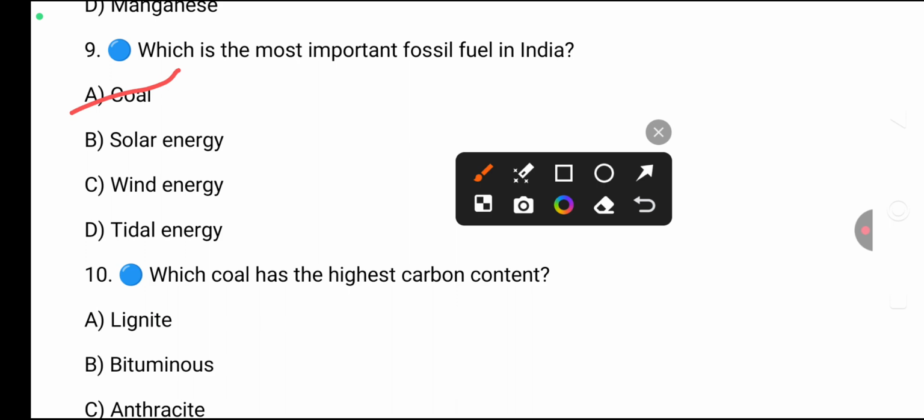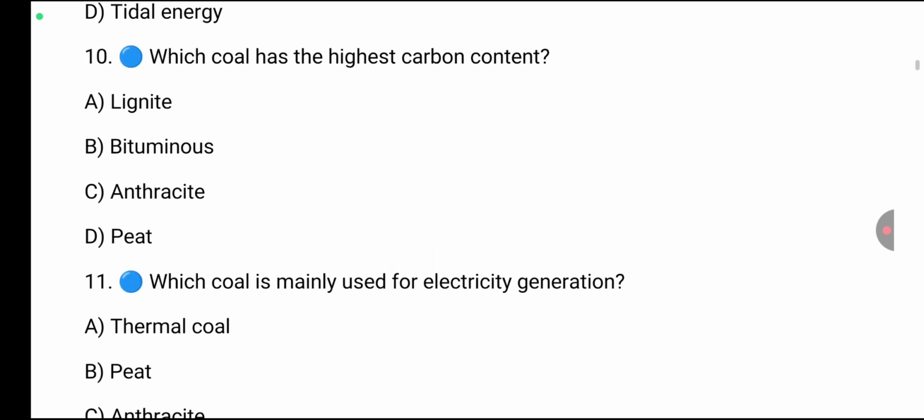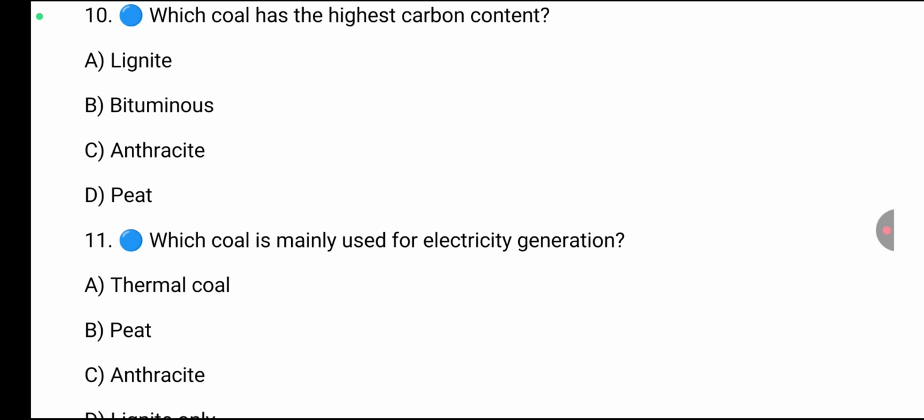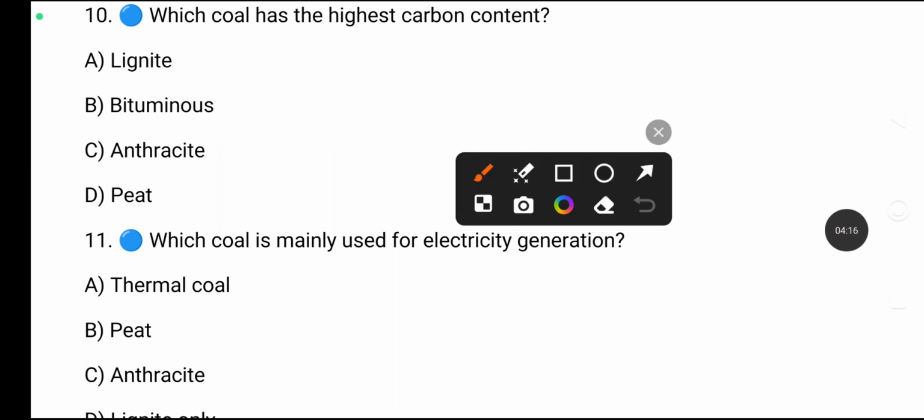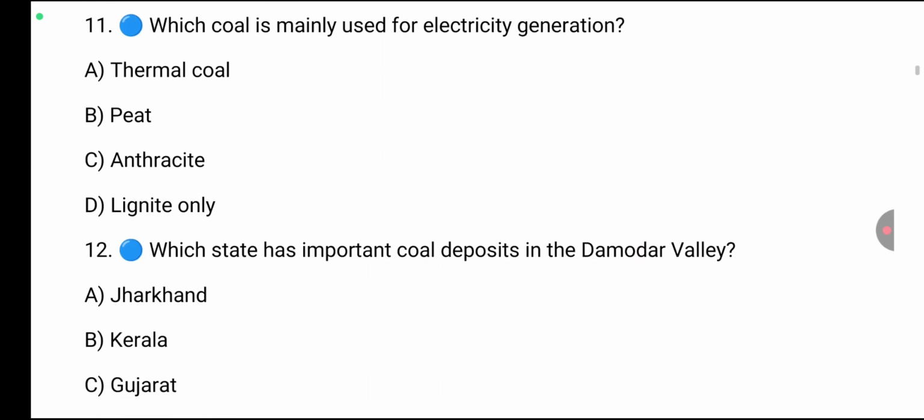Okay. Now moving on to question number 10. Which coal has the highest carbon content? Options are given: lignite, bituminous, anthracite, peat. Answer will be C, that is anthracite.